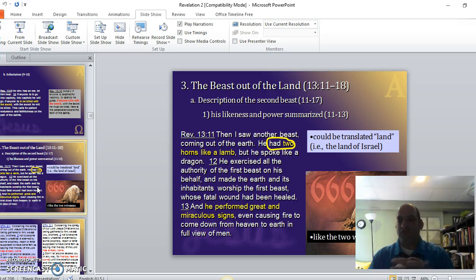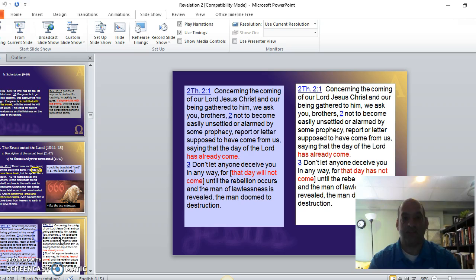So very symbolic. What is this dragon described as? One with fire coming out of his mouth. But this one looks and does great miraculous signs, even causing fire to come down from heaven to earth in full view of men, meaning he's going to look like Jesus Christ. And everything that Jesus did, he's going to mock and he's going to follow. And so people are going to be drawn to this leader who comes on the scene.